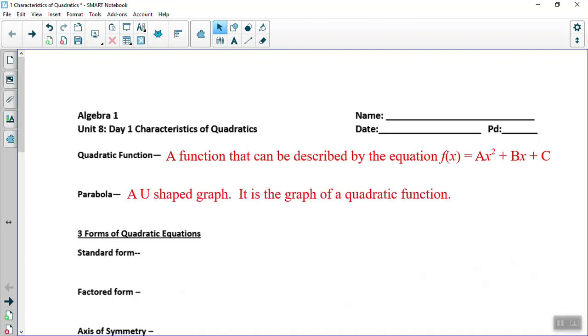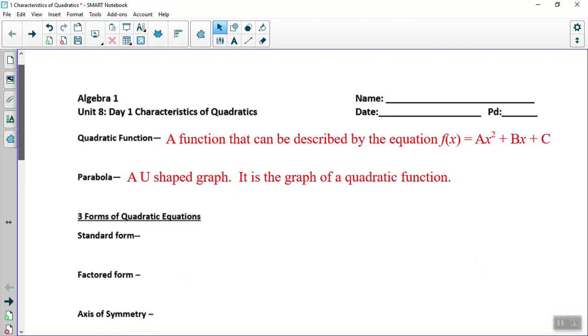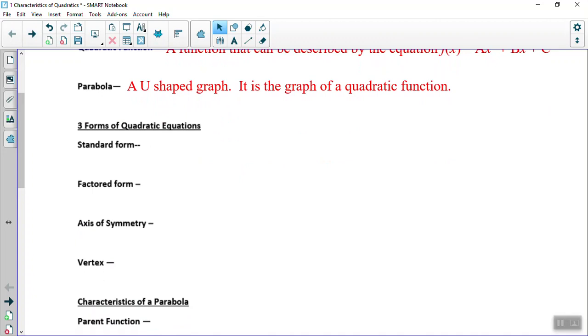A parabola is a U-shaped graph. It is the graph of a quadratic function. We have three forms of quadratic equations.